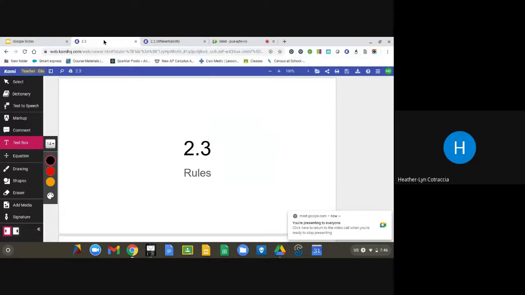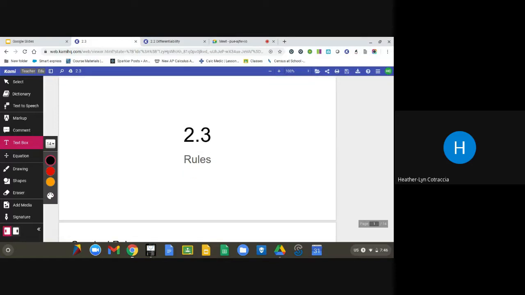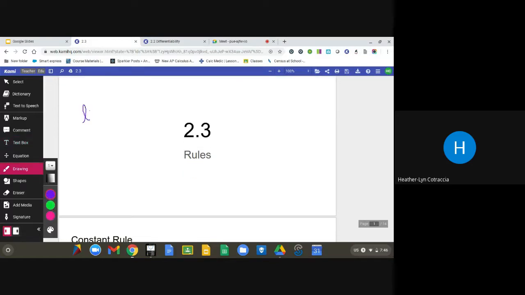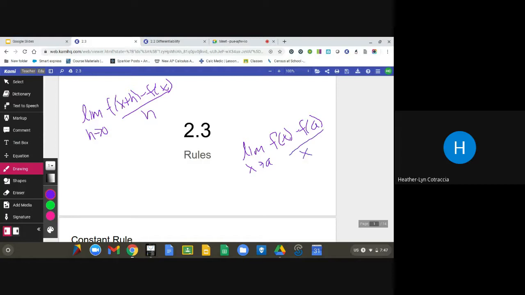So this lesson right here will become one of your favorite lessons, because before this lesson, whenever I asked you to find a derivative, you had to use one of the derivative formulas. So that would be the limit as h goes to 0 of f of x plus h minus f of x all over h, or you had to use the limit as x approaches a of f of x minus f of a all over x minus a.